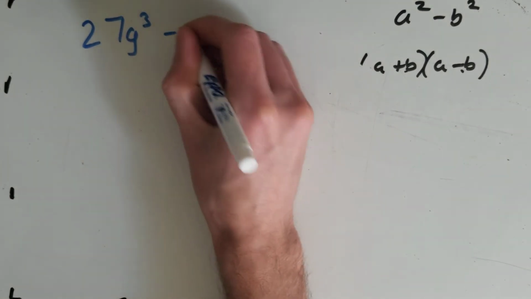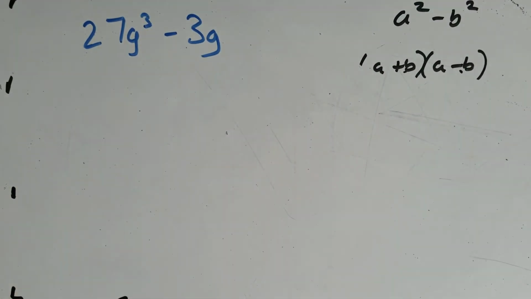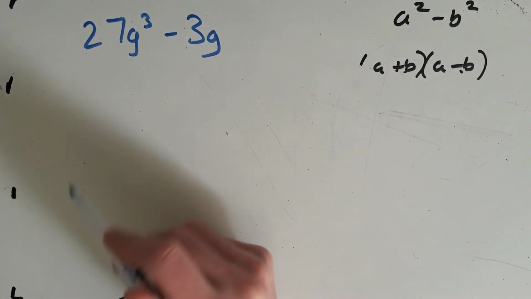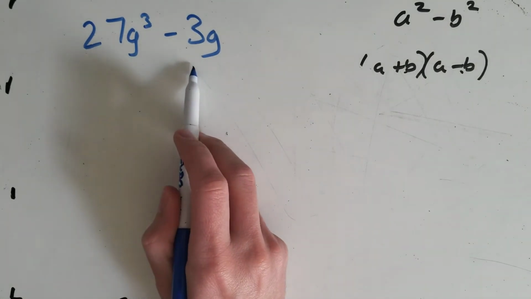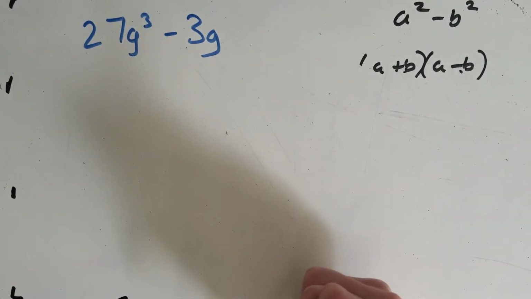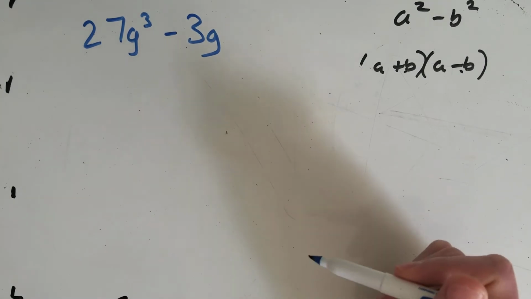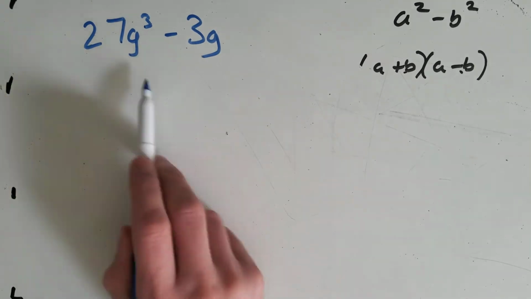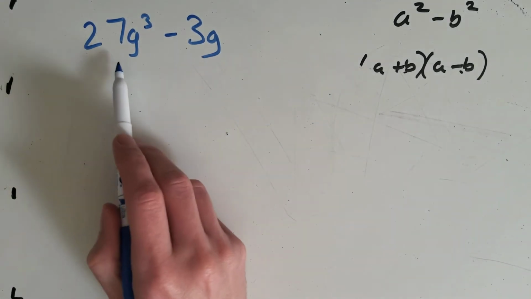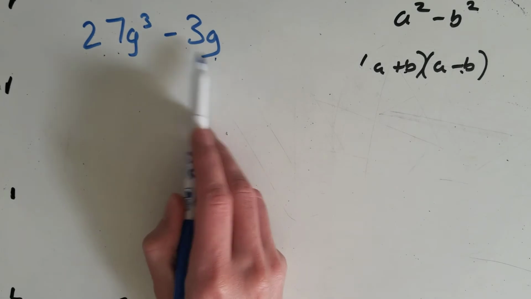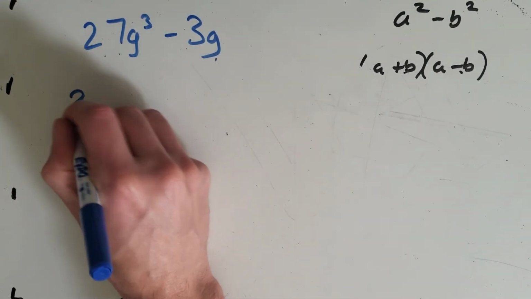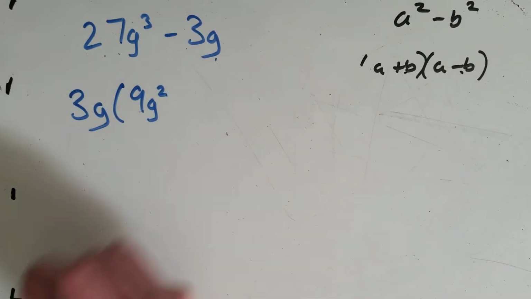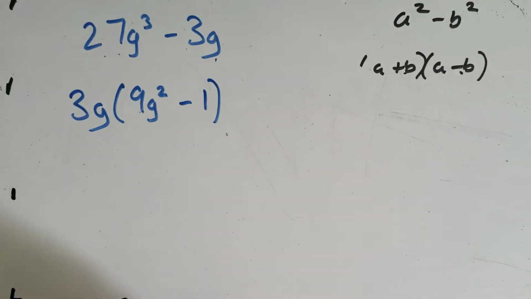So our next one, we have 27g to the third minus 3g. And if we look here, we might notice these aren't perfect squares. So we can't use the difference of squares right now. But when we factor, the first thing we should always look for is there a GCF? And in all the past ones, there wasn't a GCF. But here, there actually is a GCF. In common, both of these two terms have a g and a 3. So you can factor out a 3g, and you're left with 9g squared minus 1.